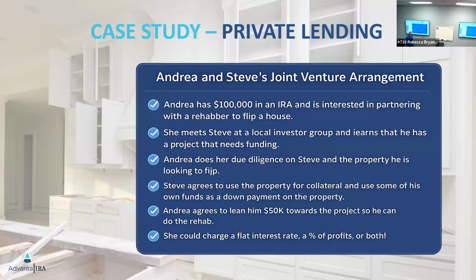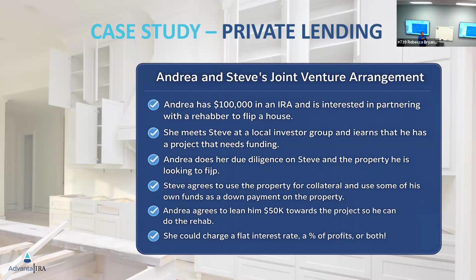So Andrea had $100,000 in her self-directed IRA, and she's interested in partnering with a rehabber to flip a house. So she meets Steve at a local investor group and learns that he has a project that needs funding. So Andrea does her due diligence on Steve and the property he is looking to flip. So Steve agrees to use the property for collateral. So this is a collateralized lending transaction.